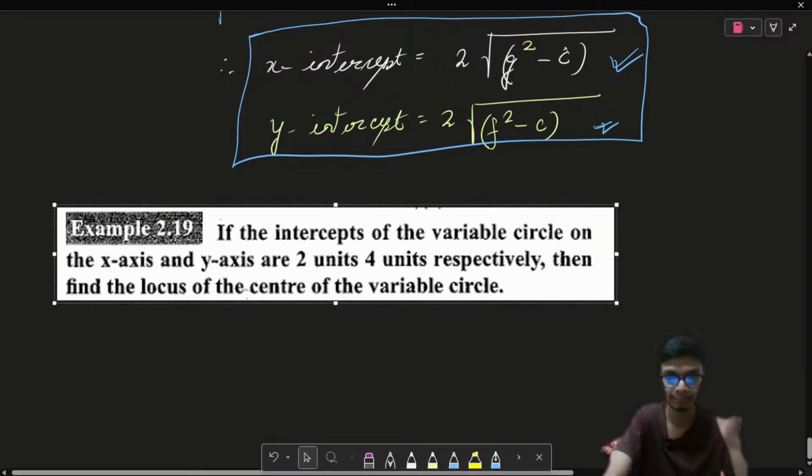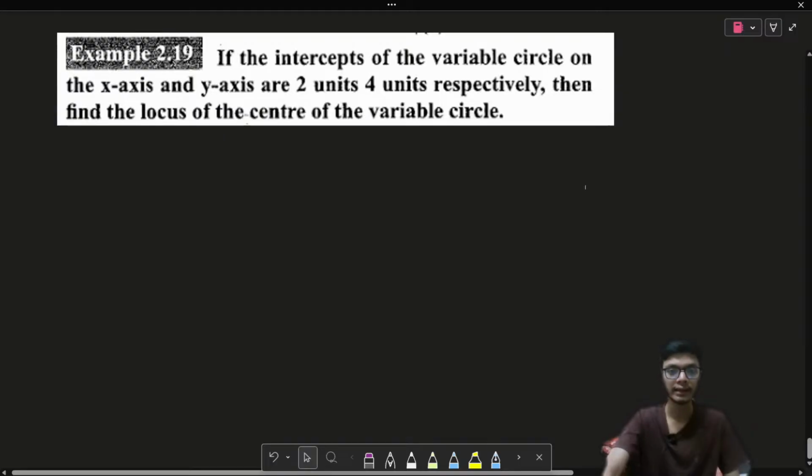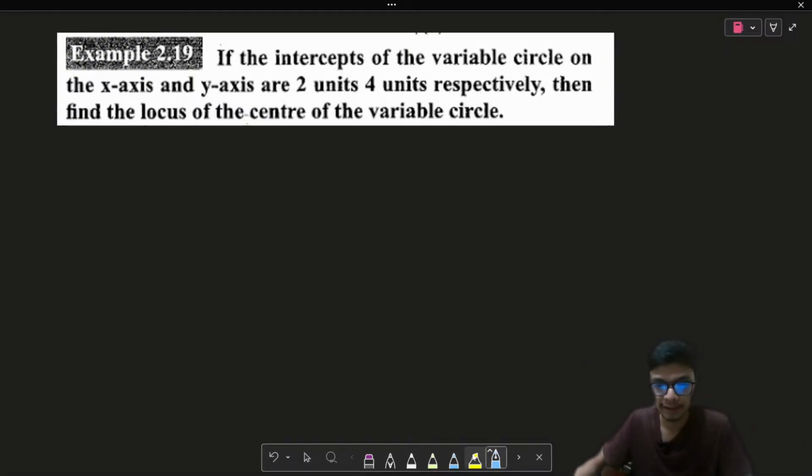The question says that if the intercepts of a variable circle on the x and the y axis are 2 units and 4 units respectively, then we have to find the locus of the center of the variable circle. Wonderful question. In order to understand this, let us understand the concept of locus. We have already discussed the concept of locus, but for new viewers, I would like to repeat it again.